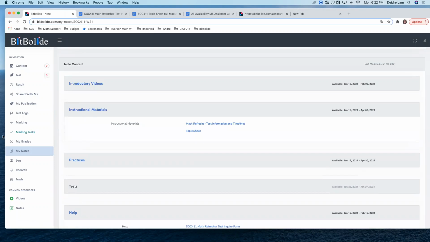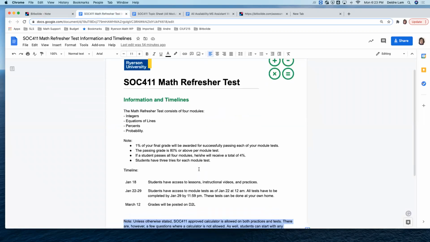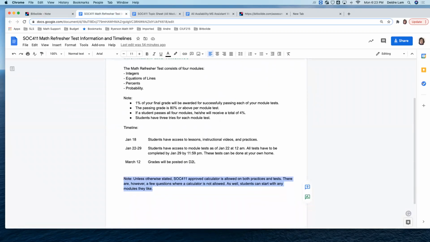Under the instructional materials, you will see a link for the Math Refresher Test information and timeline, and also a link called Topic Sheet. If you click open the Math Refresher Test information and timeline, it will explain that you'll be reviewing 4 topics: integers, equation of lines, percents, and probability.